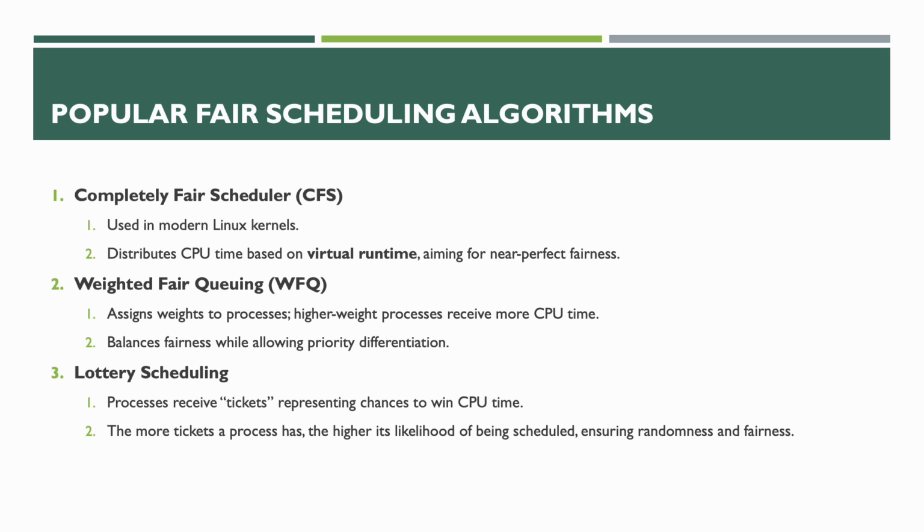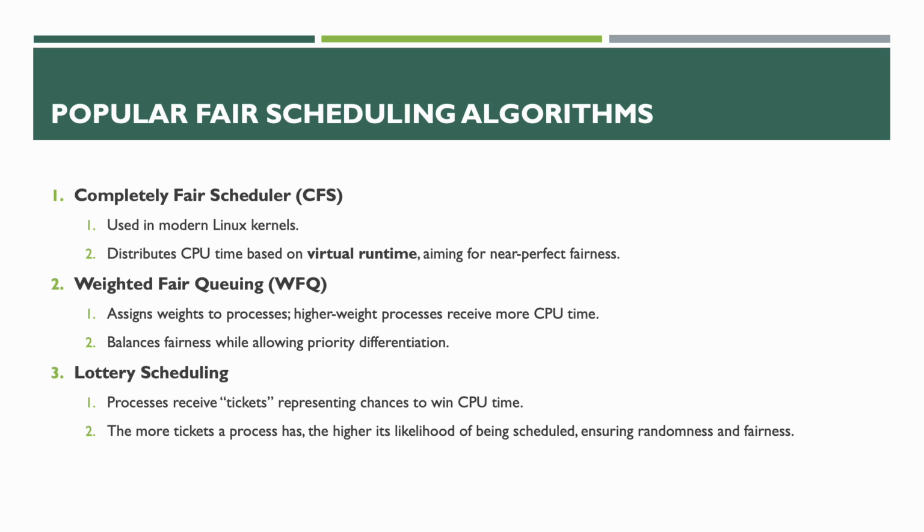Second, weighted fair queuing. It assigns weights to processes, where higher weight processes receive more CPU time. It balances fairness while allowing priority differentiation, important in networking and QoS, which is quality of service management. It is used in network routers, where higher priority network packets get more bandwidth, while lower priority packets get less.